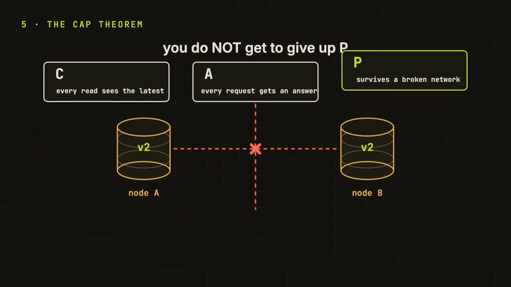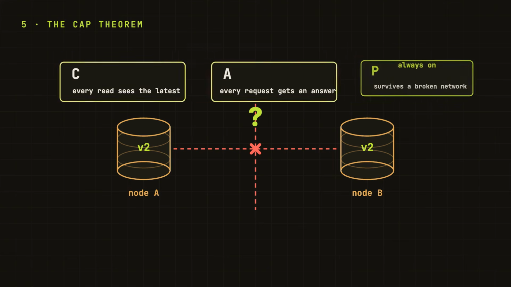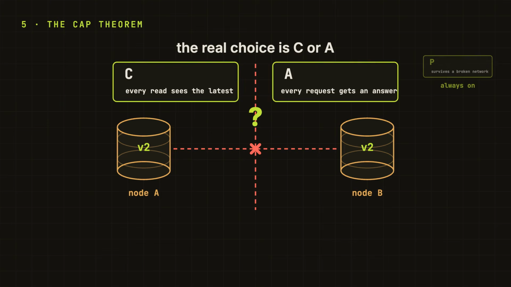You do not really get to give up partition tolerance because the network will break sometimes, whether you like it or not. So, the real situation is this: in a distributed system, when a network partition happens, meaning the machines temporarily cannot talk to each other, you are forced to choose between just two of them, consistency or availability. And since network failures are unavoidable, partition tolerance is not really optional. So, the real choice in that moment is between C and A, consistency or availability.